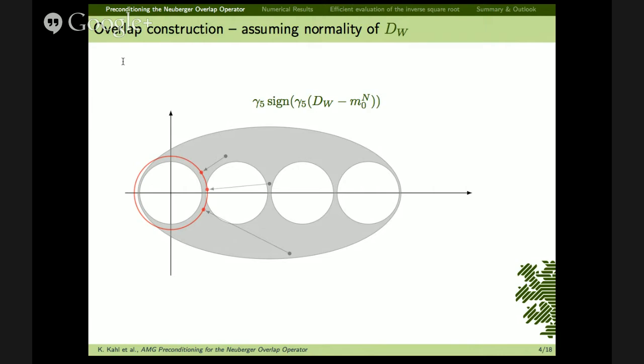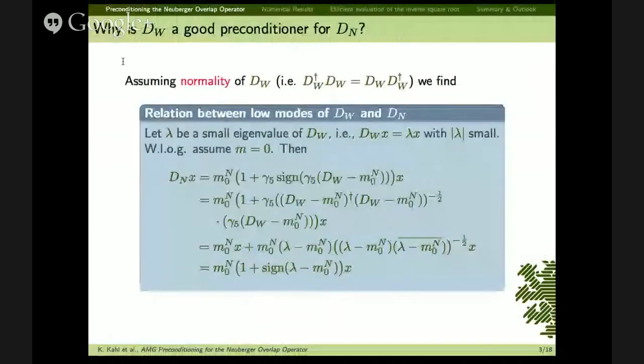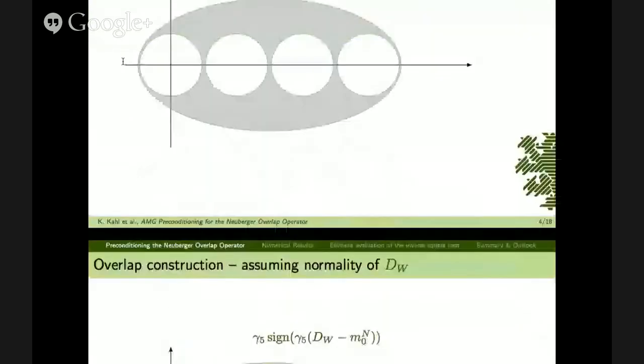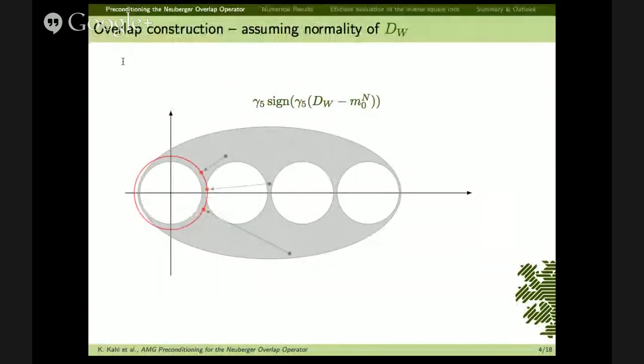Well, of course. This equation here only holds if the operator is normal. And of course, this picture, this projection here, is only an exact projection if the operator is normal. But for now, let's assume this, because this kind of motivates why it's a good preconditioner.